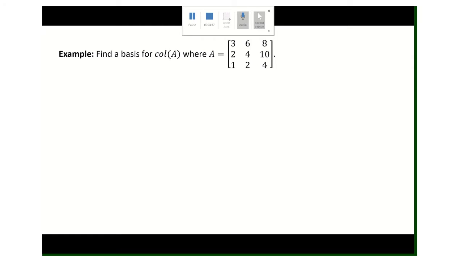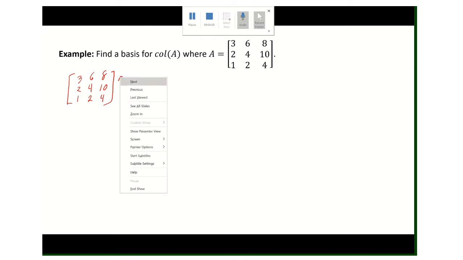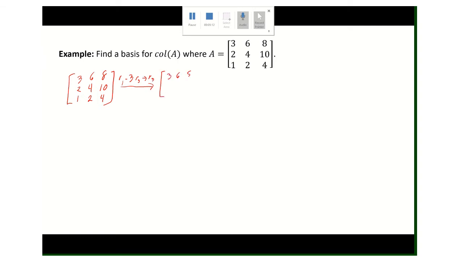So for example, let's find the basis for a column space of this. So what do we do? We take our matrix and we row reduce it. So just rewrite the matrix here. And now let's start row reducing it. So I am going to take the easy one first. So row 1 minus 3 row 3 is the new row 3. 8, 10, and it gives me 0, 0, minus 4.